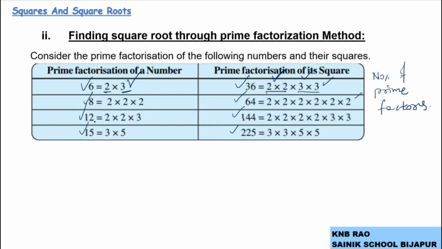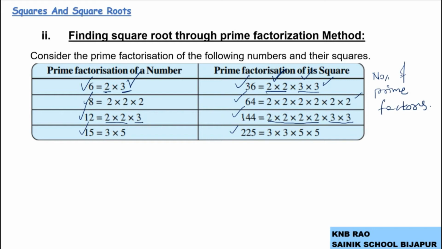In the case of 12, 2 occurs twice in its prime factorization, and in the square of 12, which is 144, 2 occurs 4 times. 3 occurs once in the number 12, and 3 occurs twice in the square of 12, that is, in 144.